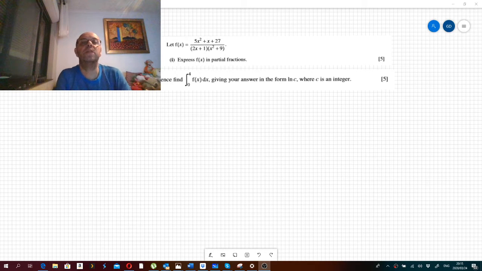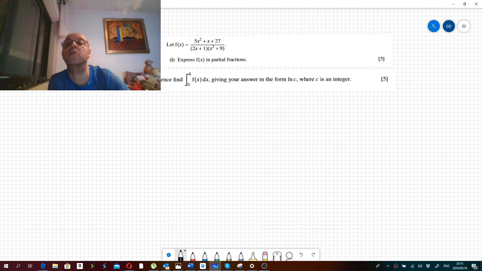Hello A-level students, this is question number 8 of the March 2018 paper, and it is a partial fraction question, so we're going to get started. Notice it's for 5 marks for part 1 and then also 5 marks for part 2.